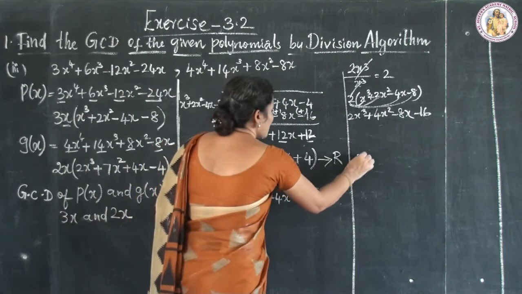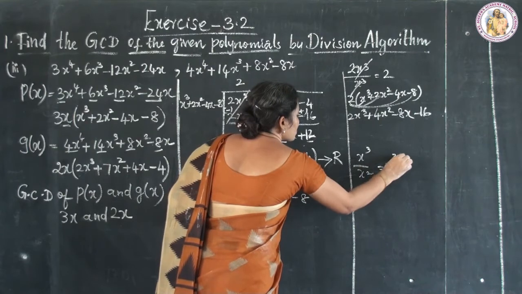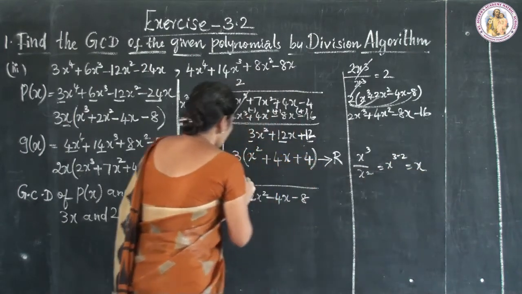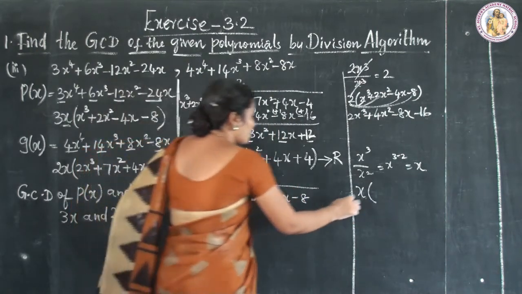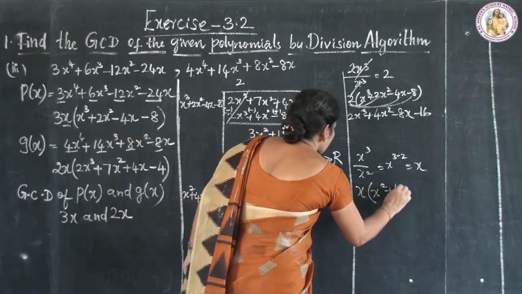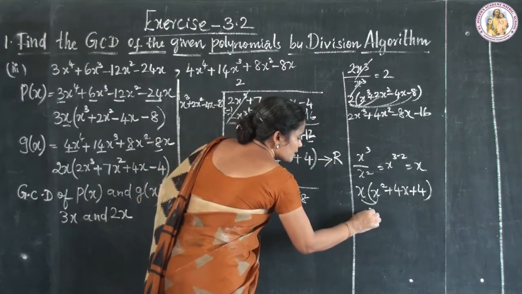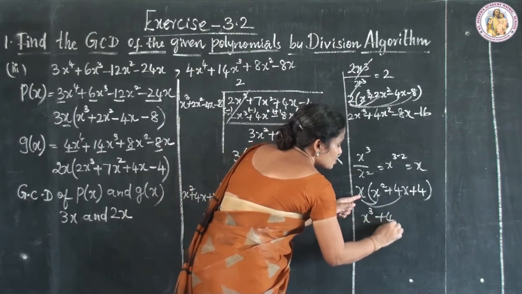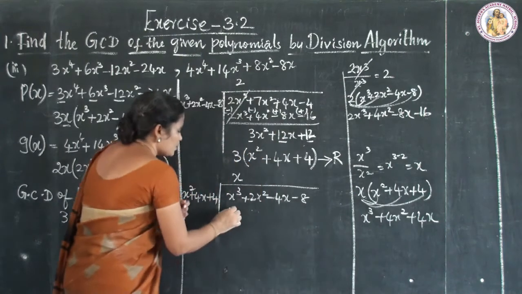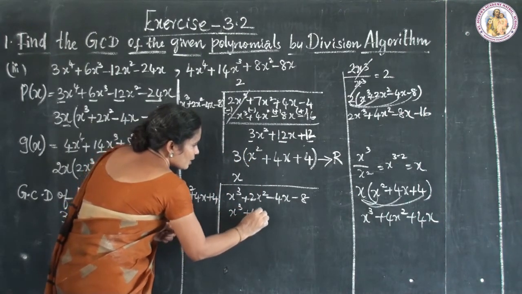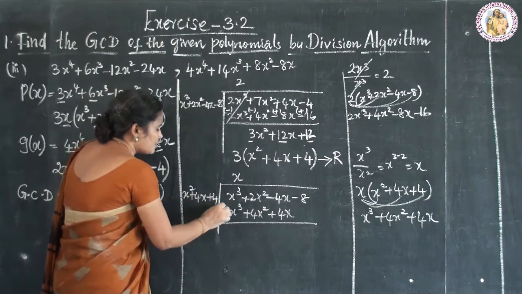Take the first term, x cube divided by x square, it is x. So write x and x within bracket, we write the polynomial x square plus 4x plus 4. So multiply x into x square is x cube plus 4x square plus 4x. So x cube plus 4x square plus 4x. Now change the sign.